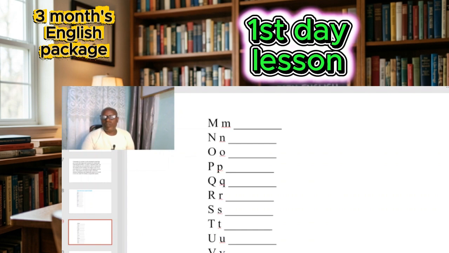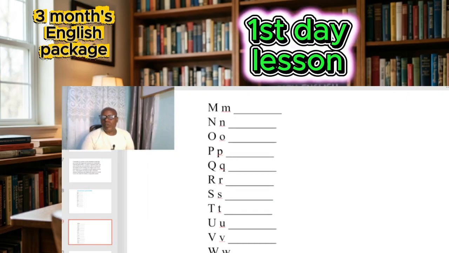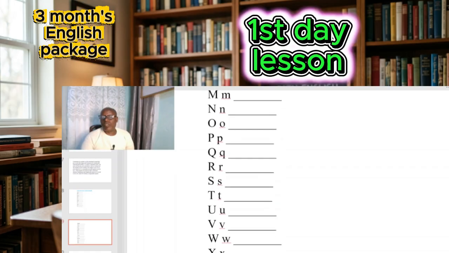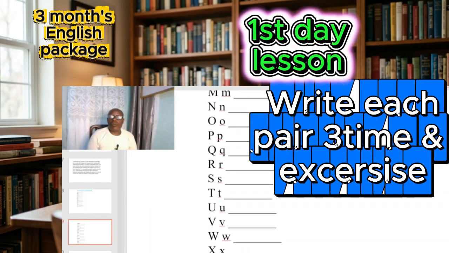U is somewhat similar. B is similar except it is size. W is similar except it is size. X is also the same. So continue writing and differentiating the difference between the two alphabets with capital and the small.